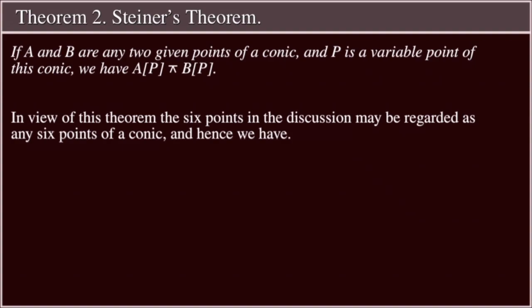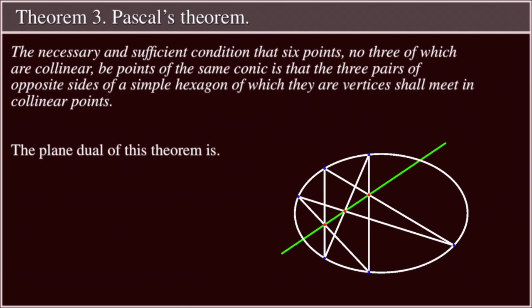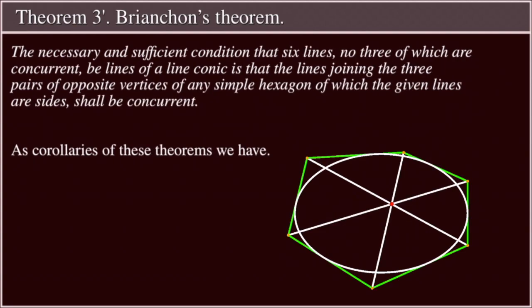In view of this theorem, the 6 points in the discussion may be regarded as any 6 points of a conic, and hence we have Theorem 3, Pascal's theorem. The necessary and sufficient condition that 6 points, no 3 of which are collinear, be points of the same conic, is that the 3 pairs of opposite sides of a simple hexagon, of which they are vertices, shall meet in collinear points. The plain dual of this theorem is Theorem 3', Brianchon's theorem.